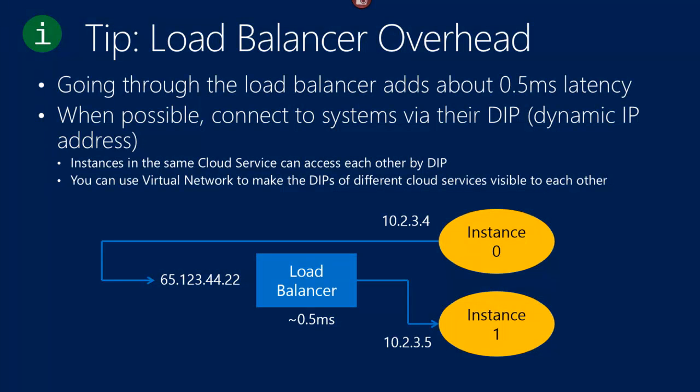If you're concerned about latency, there's ways to avoid the load balancer just by going DIP to DIP like I did, for example, is one way within the cloud service. Even if you're going across cloud services, you can avoid going through the load balancer by going through VNet. So that's another way to do it.